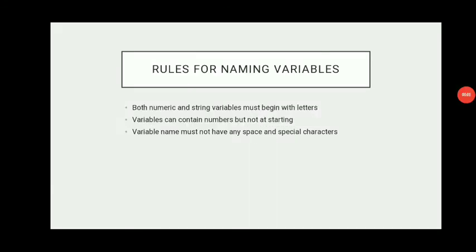Rules for naming variables. Both numeric and string variables must always begin with letters. Whatever the variable, it should always begin with an alphabet. Variables can contain numbers, but should never start with numbers. Another rule is that a variable name must not have any space or special characters.